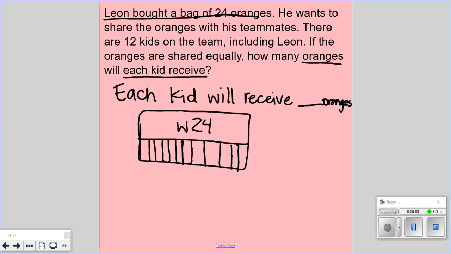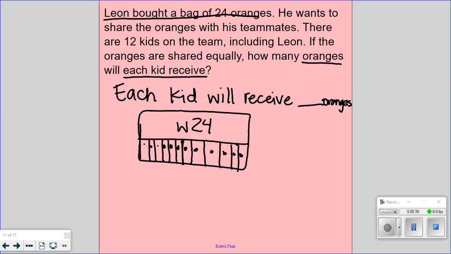I can use my dealing out strategy. How many oranges am I dealing out? Like how many oranges do I have to even deal? Trick question. 24. Jacqueline? 24. All right. So let's say 1 for you, 1 for you, 1 for you, and so on, one for each of the 12 kids.